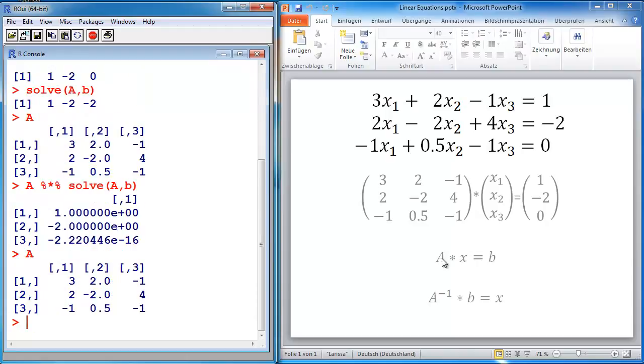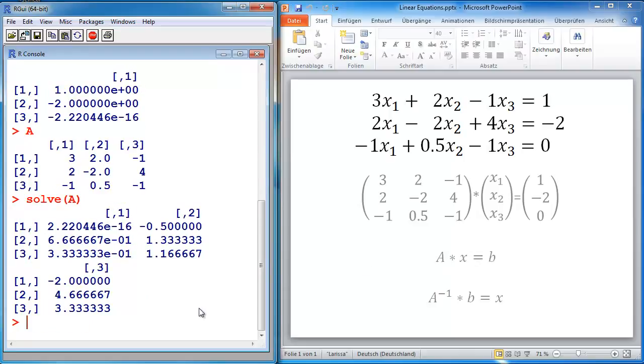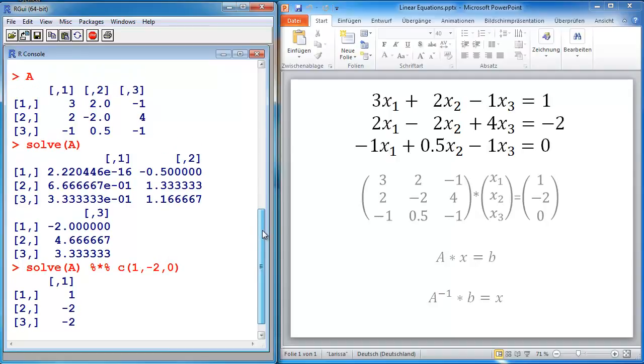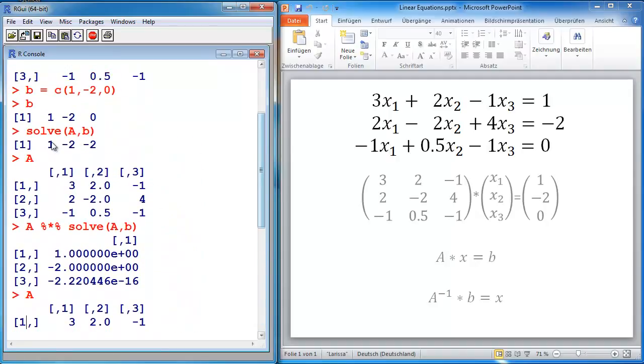So this is matrix A. And the inverse is just calculated by solve A. This is the inverse. Now let's see. We take the inverse. Now I calculate this one multiplied by B. B is 1, minus 2, 0. And the result is x, like this: 1, minus 2, minus 2. And we have calculated x here. It's 1, minus 2, minus 2.